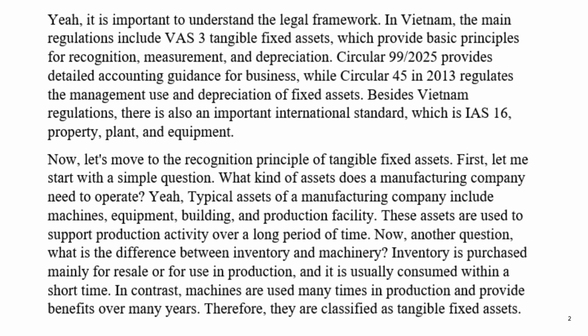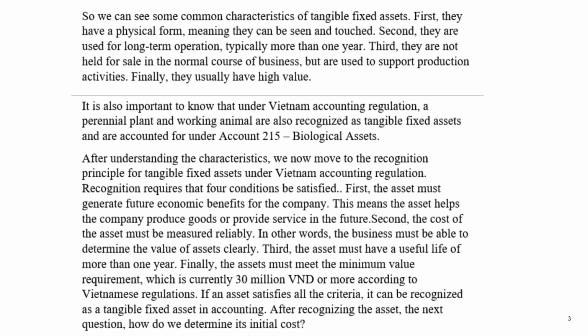It is also important to know that under Vietnamese accounting regulations, perennial plants and working animals are also recognized as tangible fixed assets and are accounted for under Account 215 biological assets. After understanding the characteristics, we now move to the recognition principle for tangible fixed assets under Vietnamese accounting regulations.